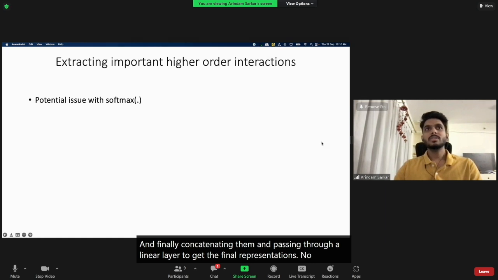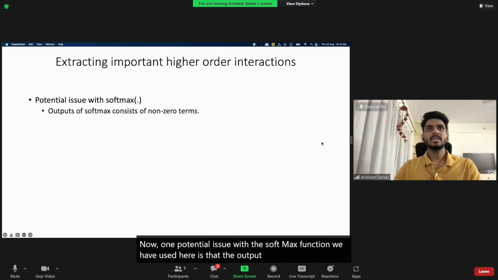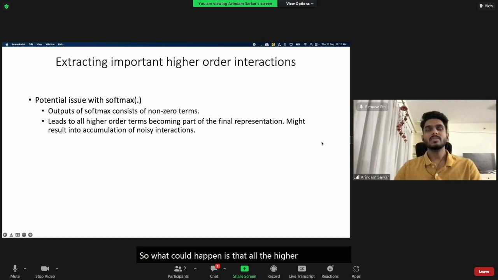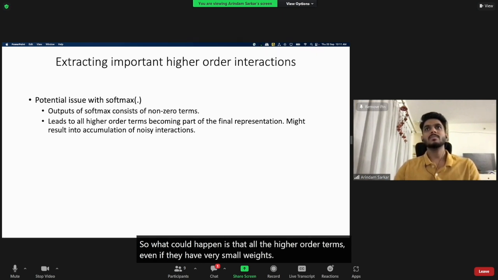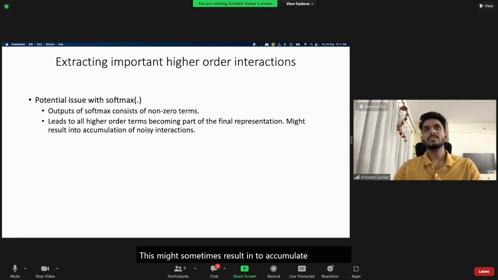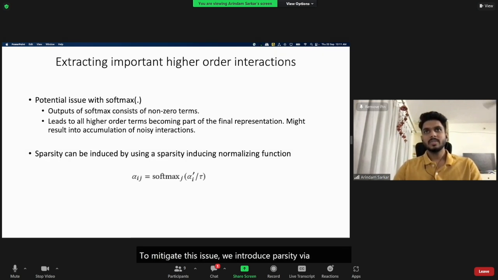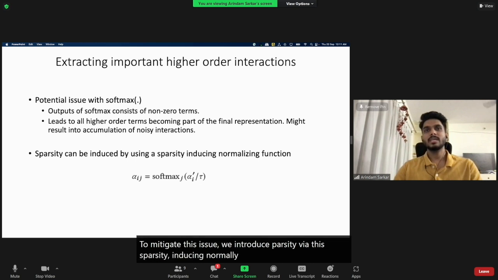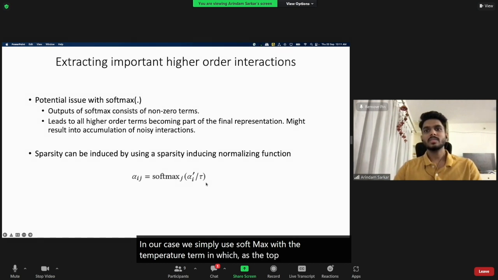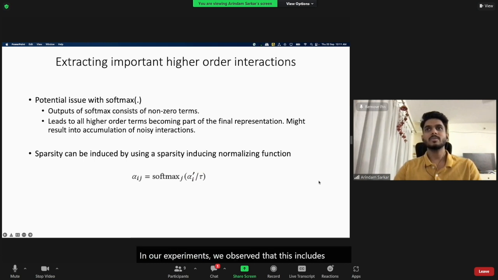Now, one potential issue with the softmax function we have used here is that the output of softmax consists of non-zero terms. So what could happen is that all the higher order terms, even if they have very small weights, can end up becoming part of the final representation. This might sometimes result in accumulation of noisy interactions. To mitigate this issue, we introduce sparsity via a sparsity inducing normalizing function. In our case, we simply use softmax with a temperature term, in which as tau tends to 0, the distribution becomes more and more sparse. In our experiments, we observed that this improves the model's performance on the evaluation set.